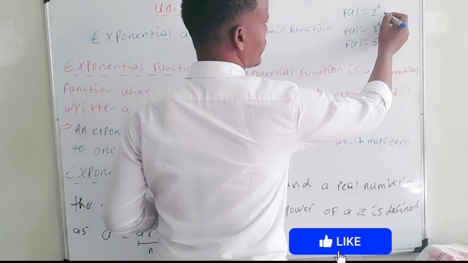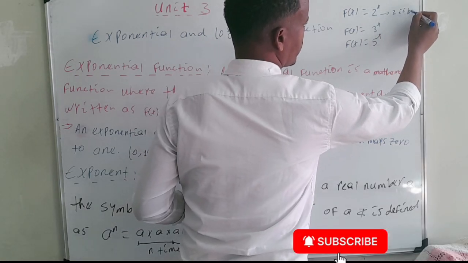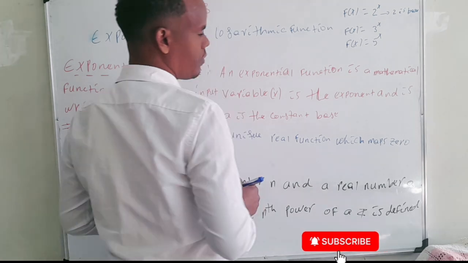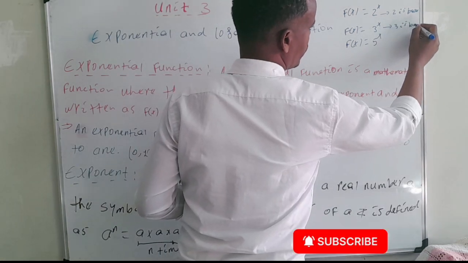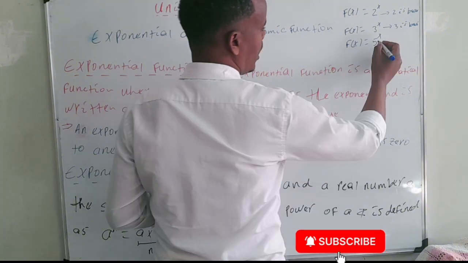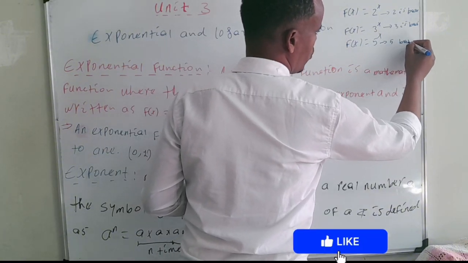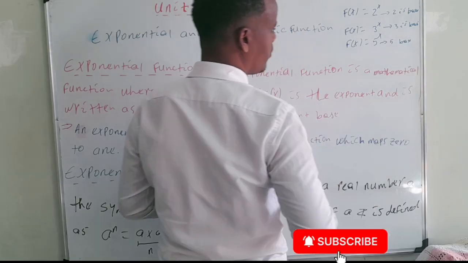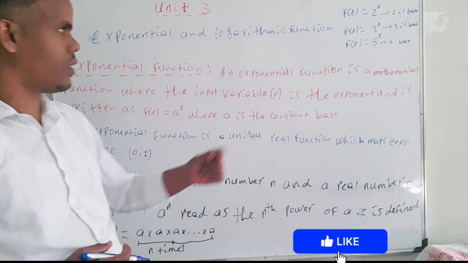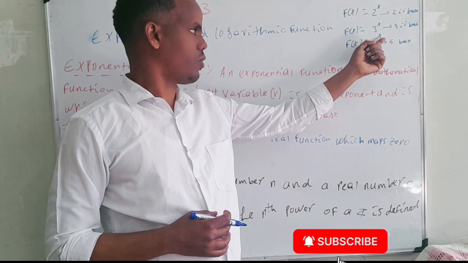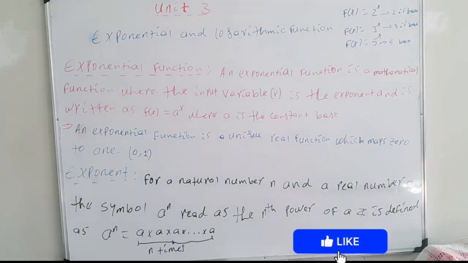Here 2 is the base of the exponential function. Here 3 is the base of the exponential function. And in this function 5 is the base of the exponential function. X is the exponent of the function, or the independent variable of the function, and the input of the function.